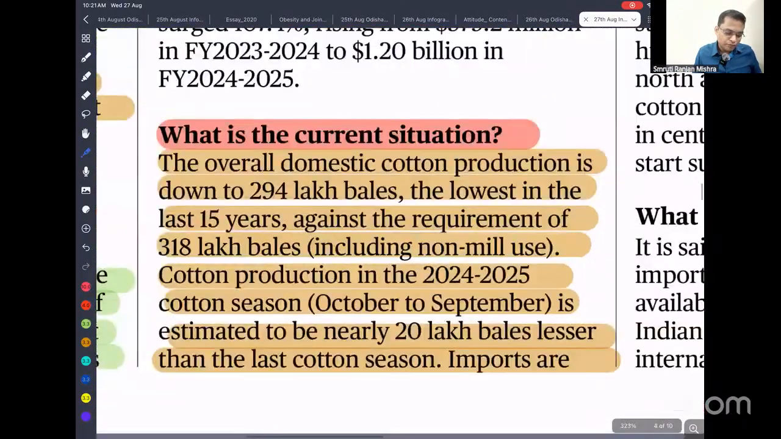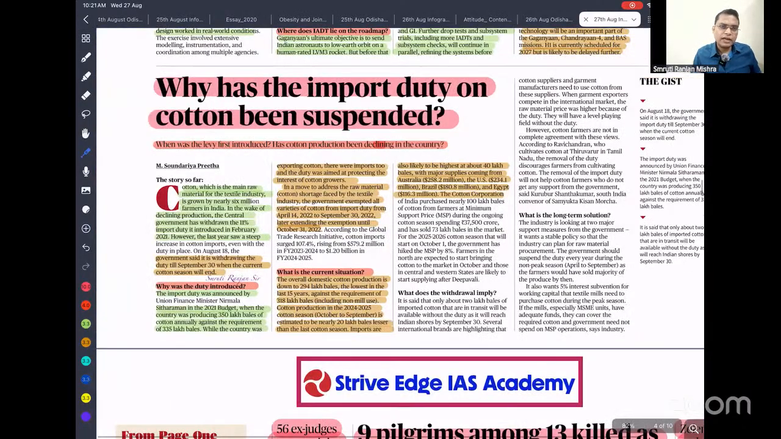So this year also our production is 294, but our demand is 318. So to ensure that there should not be any mismatch, we have removed this import duty. That is what the article is all about.